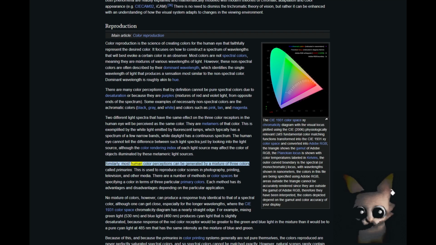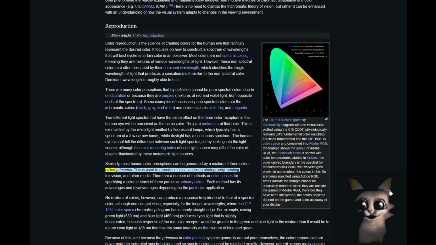Similarly, most human color perceptions can be generated by a mixture of three colors called primaries. This is used to reproduce color scenes in photography, printing, television, and other media. There are a number of methods or color spaces for specifying a color in terms of three particular primary colors. Each method has its advantages and disadvantages depending on the particular application.